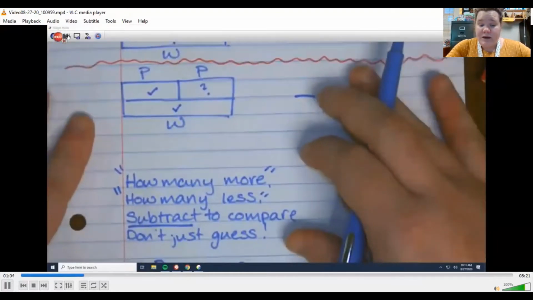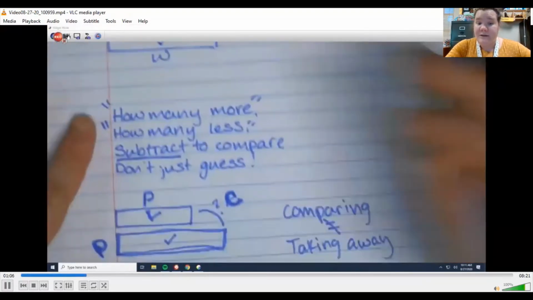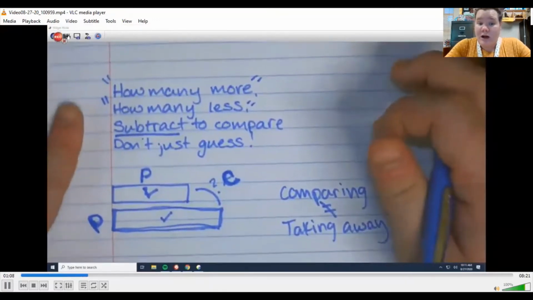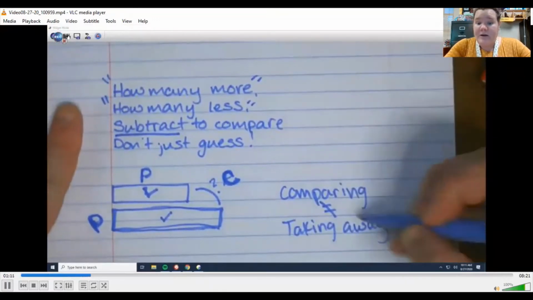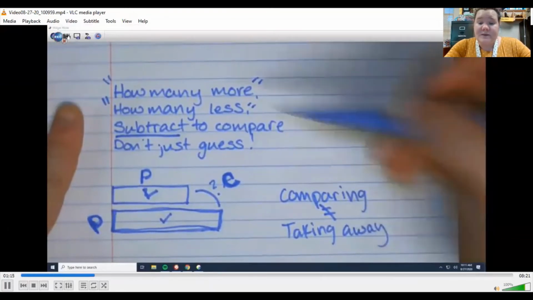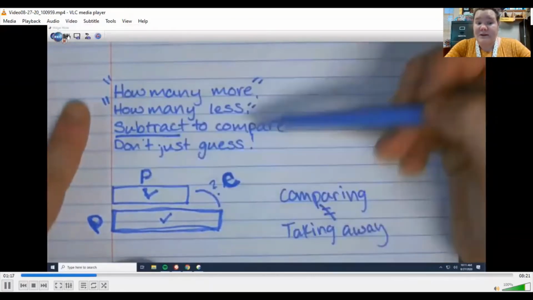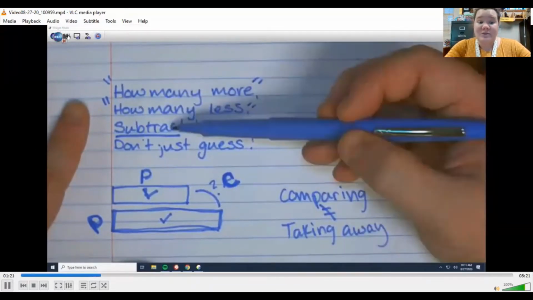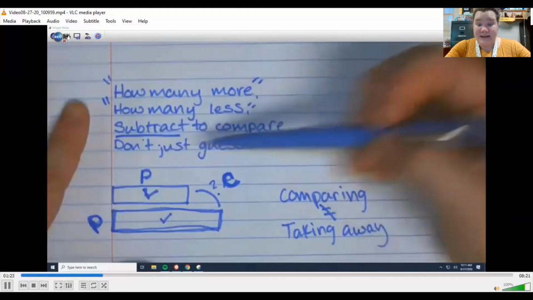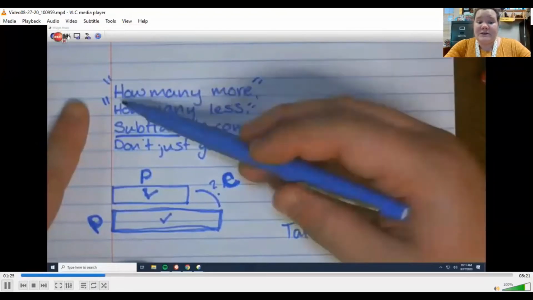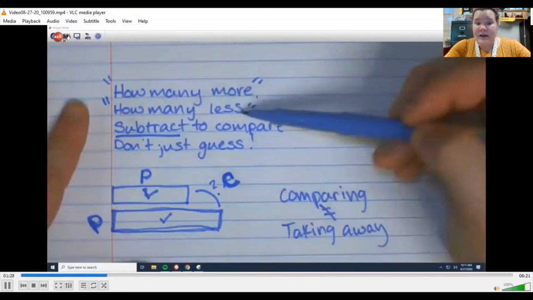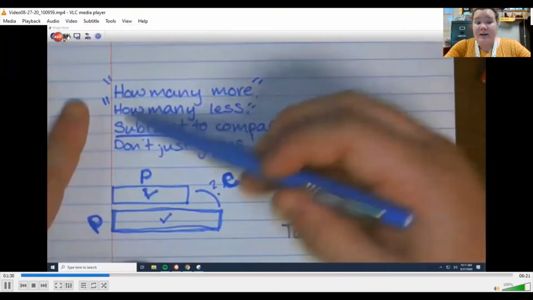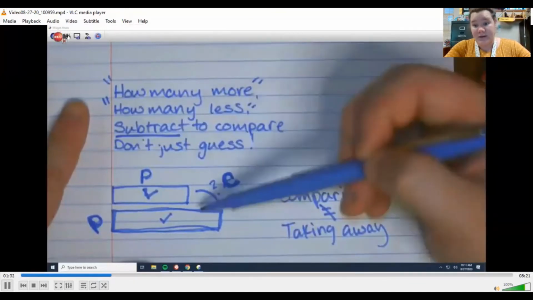Another one we talk about in third grade is comparing how many more or how many less, okay? And comparing does not mean taking away, so it sometimes gets confusing, but we say this rhyme. How many more, how many less, subtract to compare, don't just guess. It looks a little different, and whenever you see how many more, how many less, you know you're going to be subtracting, okay?